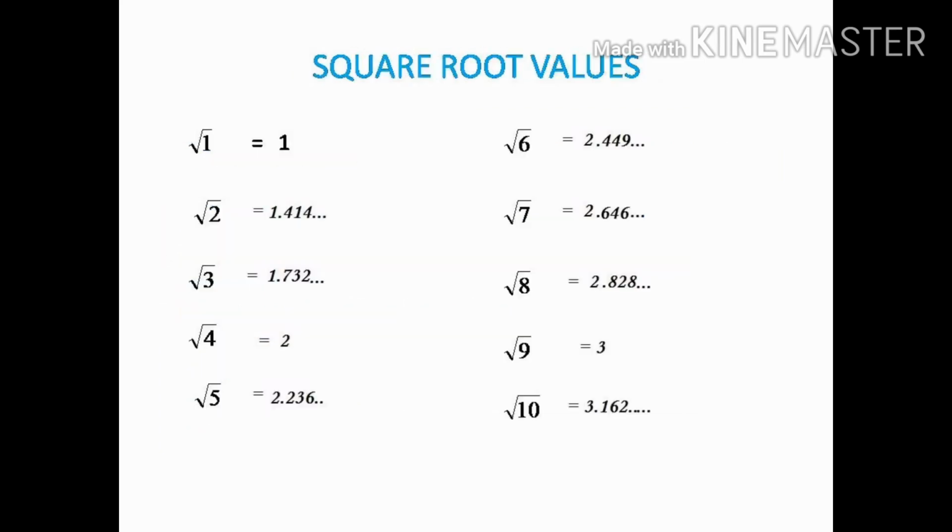Not only these. Root 1 is equal to what? 1. Root 1 equals 1 is a rational number. Root 2 equals, as I said, 1.412 like that. It is non-terminating, non-repeating, meaning irrational. Root 3, 1.732 and so on, which is non-terminating, non-repeating, so it is irrational. Root 4 is equal to 2, which is a rational number. Yes. Okay, next.